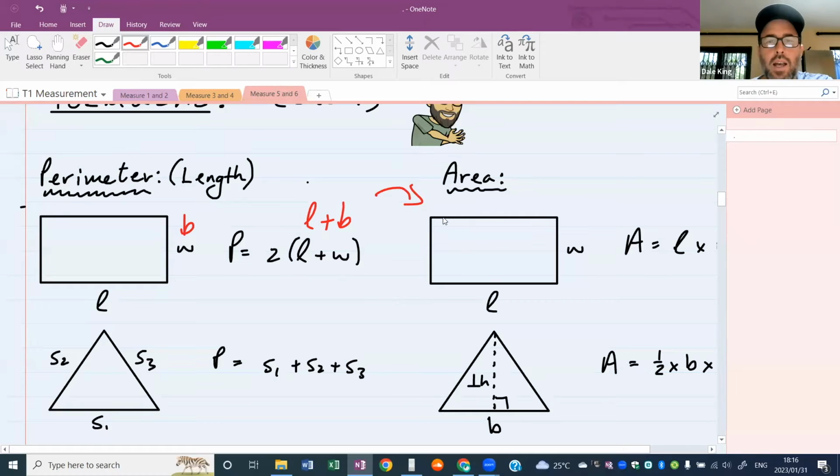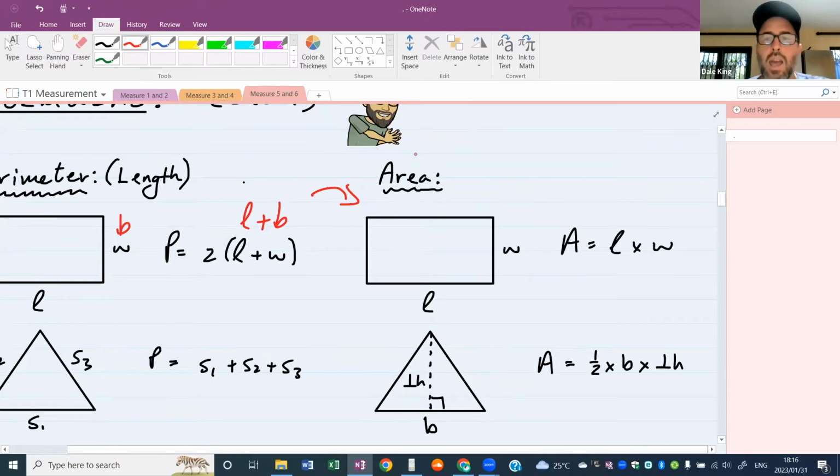Another rectangle. And we need to work out its area now. So I'm going to use A for area. So A for area is equal to length times width. Some people remember it as length times breadth. Again, breadth and width, same thing. So length times breadth or length times width, doesn't matter. It's the same thing.